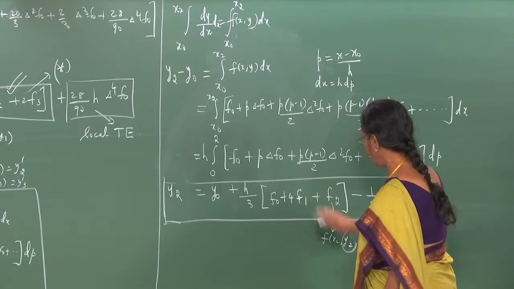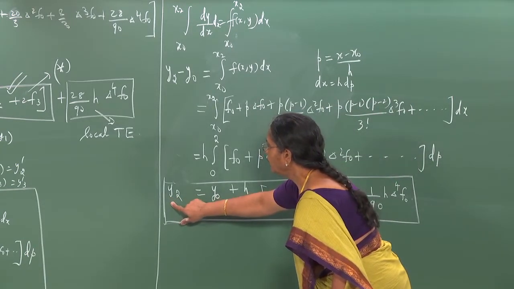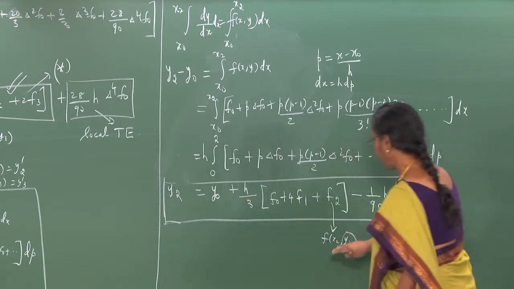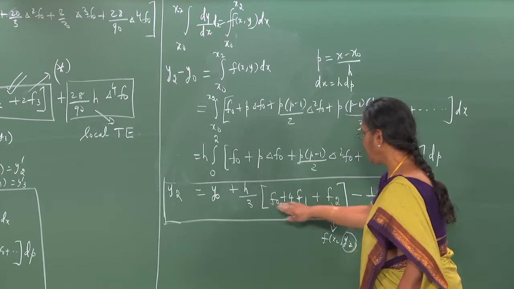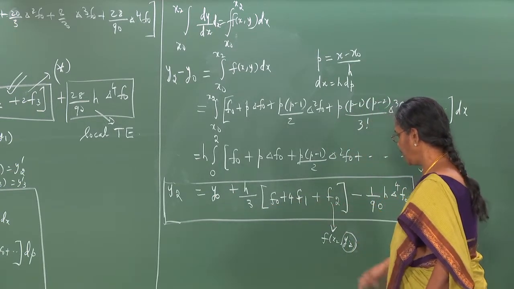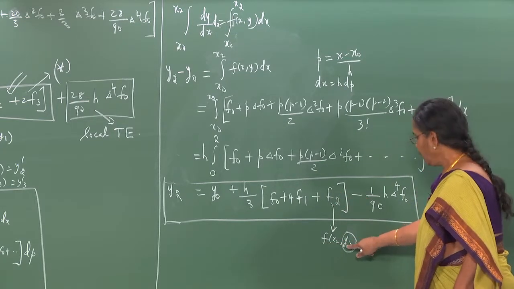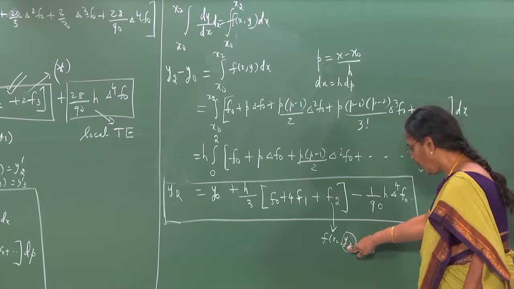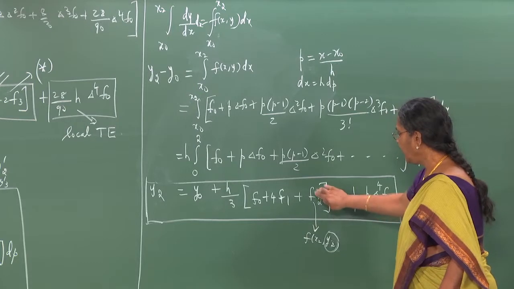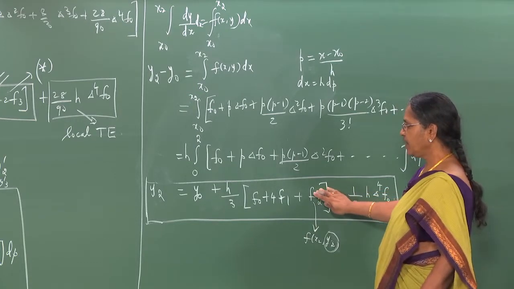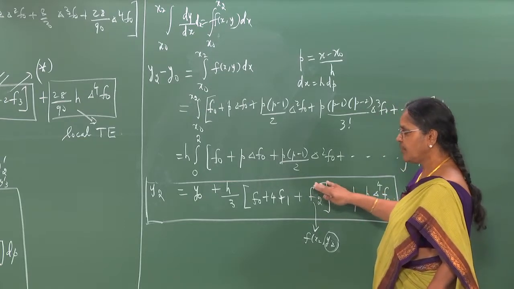We observe at this stage that we have y2 to be given by y naught plus h by 3 into f naught plus 4 f1 plus f2, where f2 is f of x2, y2. So, this requires knowledge of y2, so that f can be computed and made use of here. But what is the value of y2 is the question.